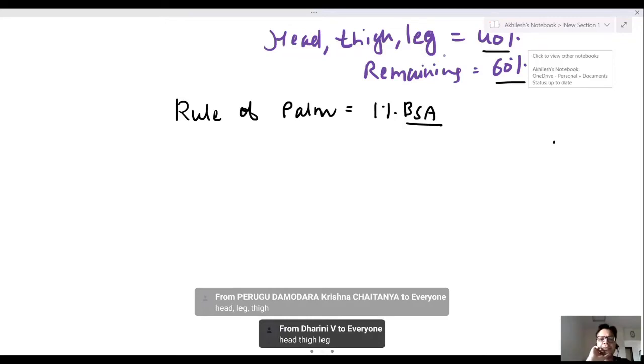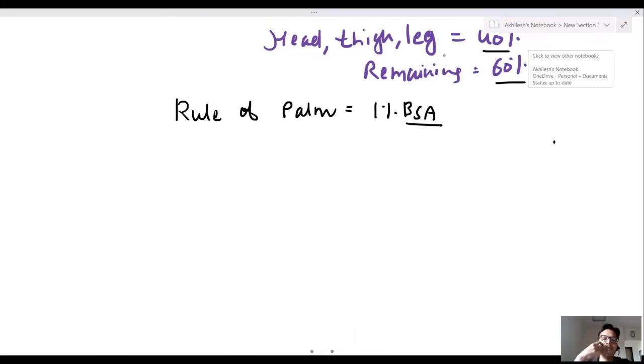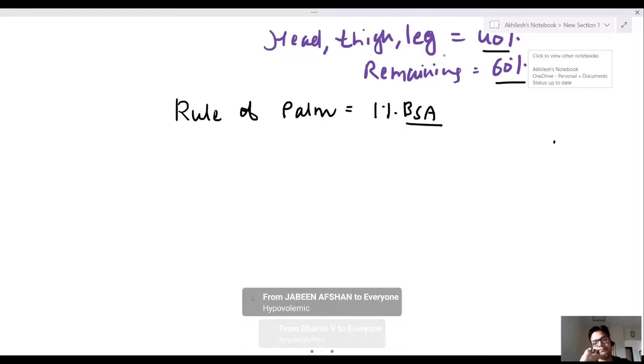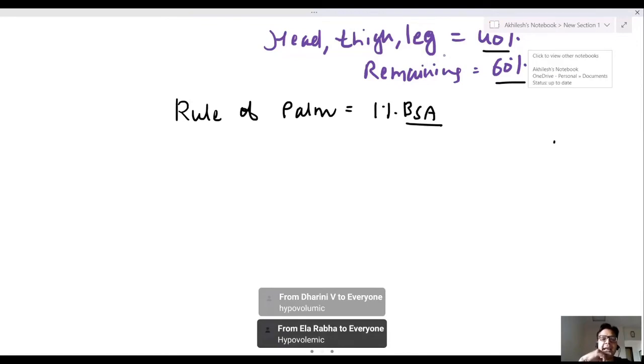What is the most common cause of death in burn? Hypovolemic shock. What is the most common cause of death in acute burn? Neurogenic shock.